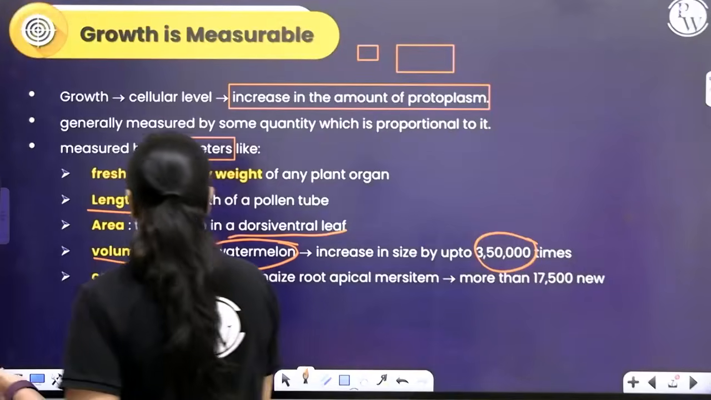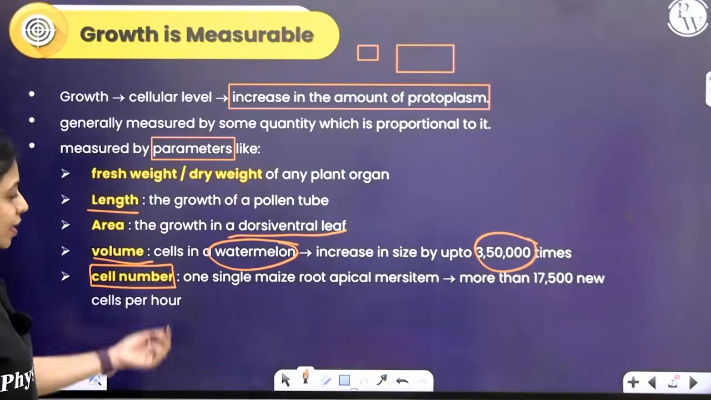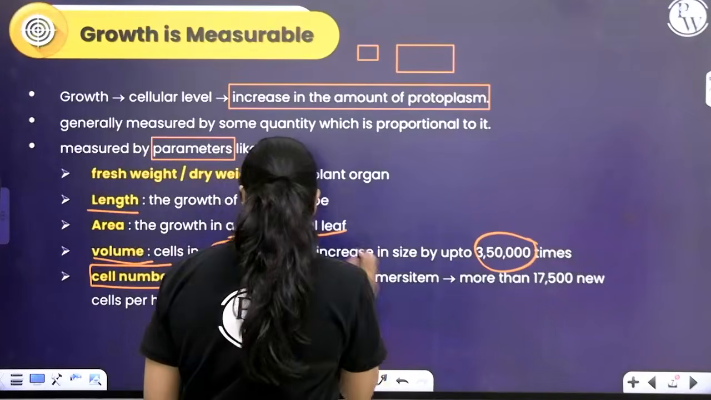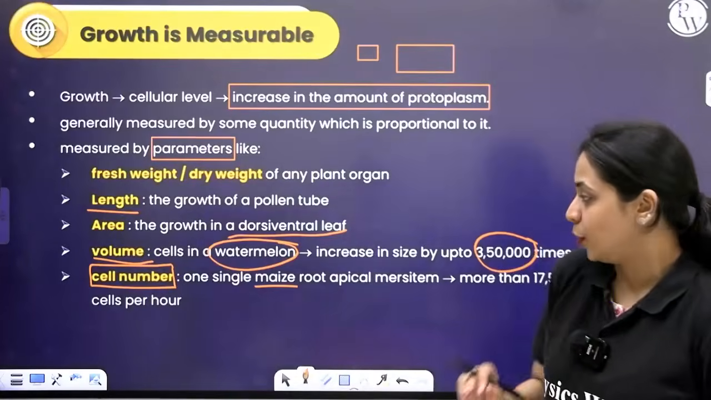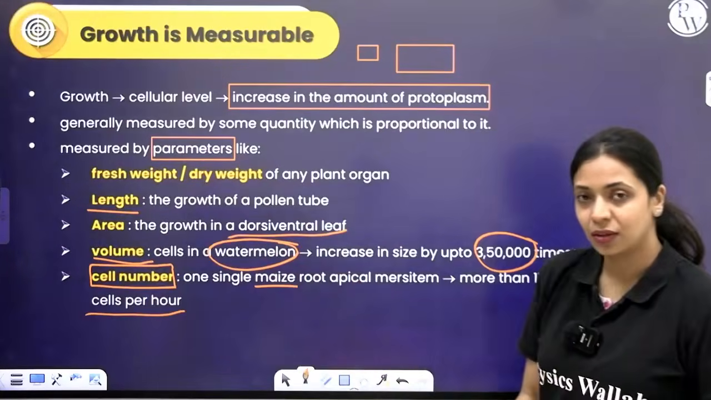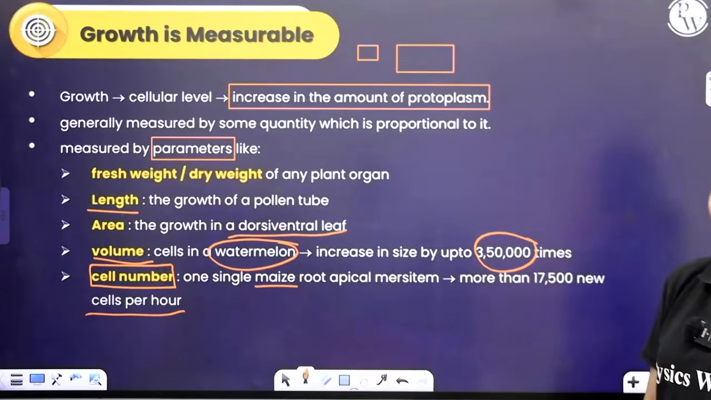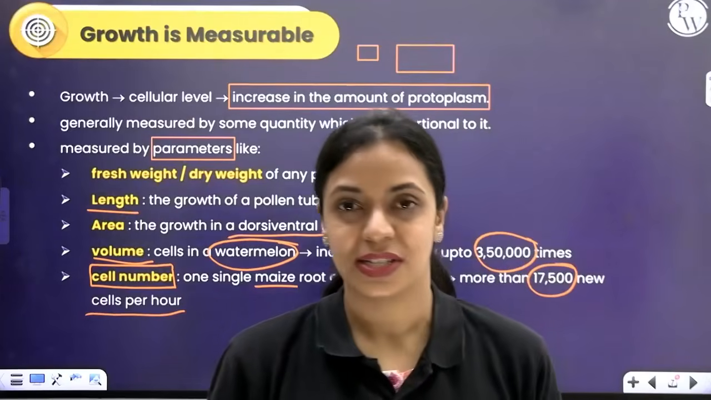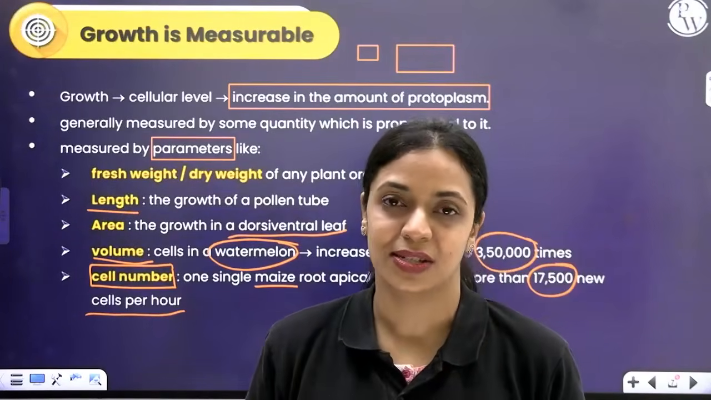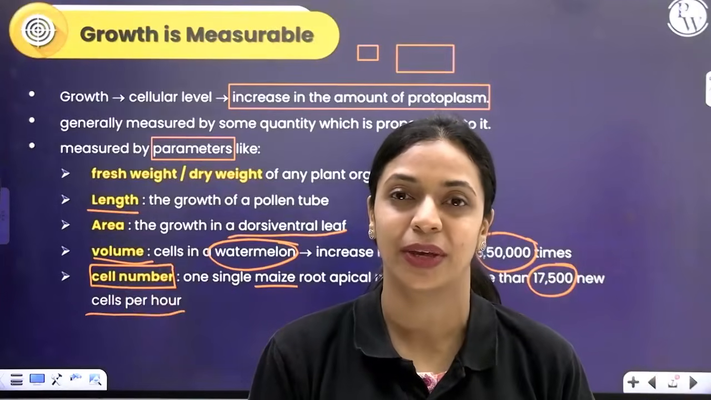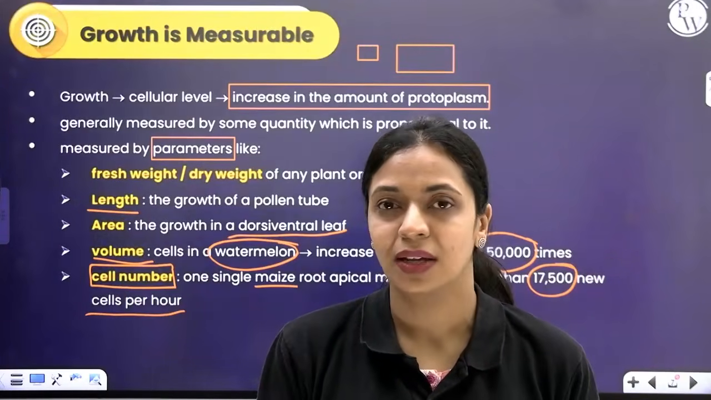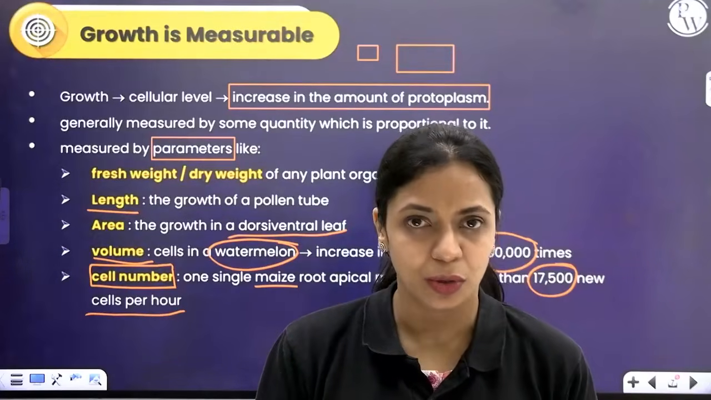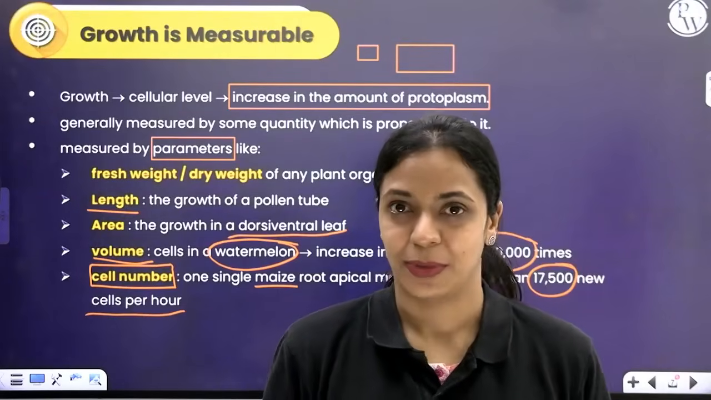And also the number of cells. One single meristematic cell present in the root apical meristem of maize, in just 1 hour, will divide so rapidly and give rise to as many as 70,500 brand new cells. Obviously in the root apical meristem, meristematic cells are constantly dividing, but this number is kind of mind-blowing. So these are the different ways in which you can measure growth, either as the length or as the surface area, the cell volume, the number of cells, any of these parameters.